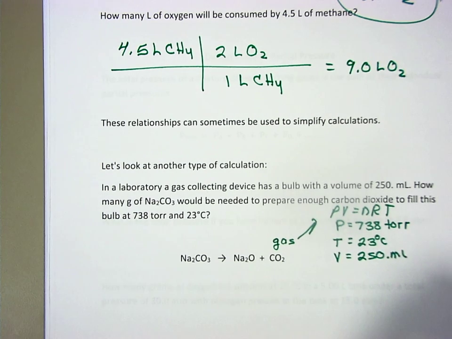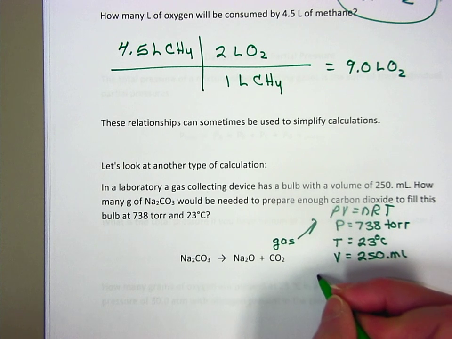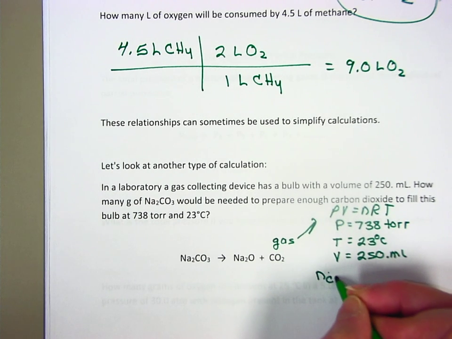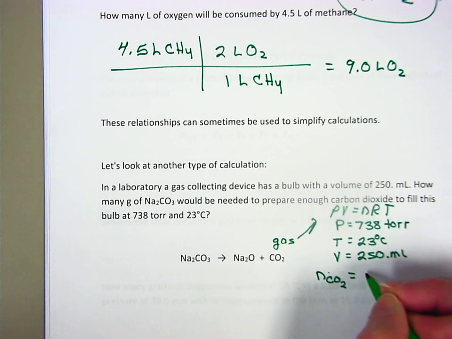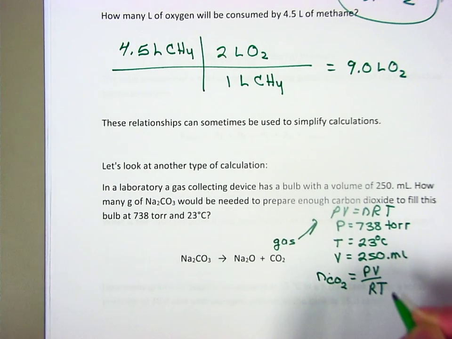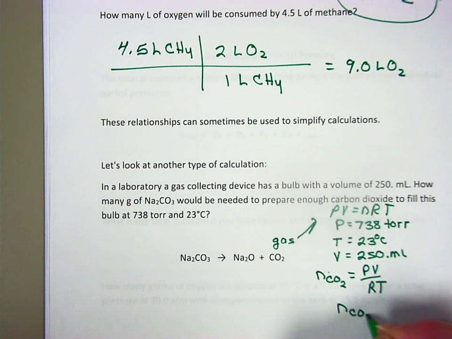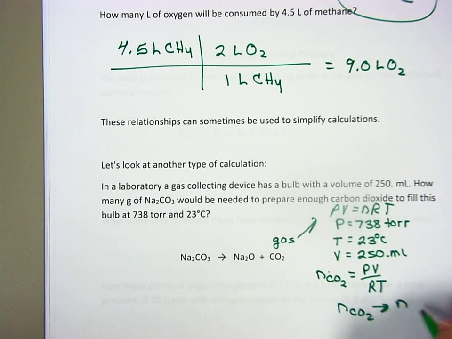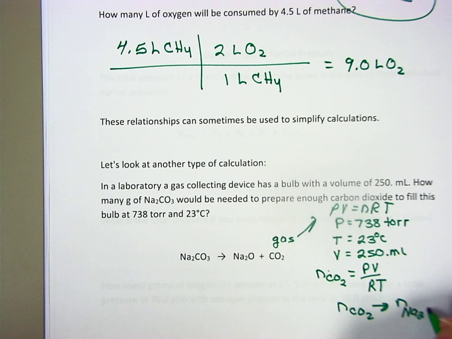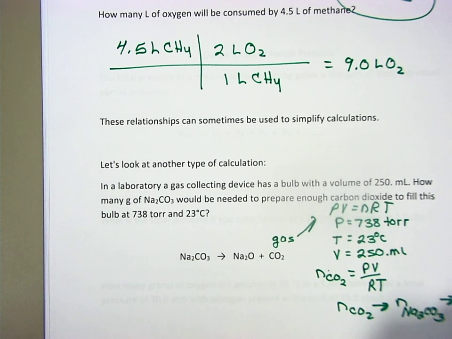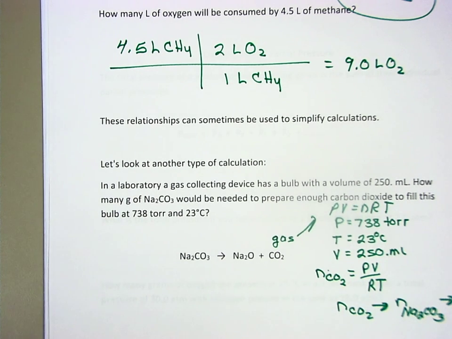Now, we could use this information to solve for the number of moles of carbon dioxide gas. So the moles is PV over RT. Then, once we have the moles of carbon dioxide, we can use that to find the moles of sodium carbonate, and from that we can find the grams of sodium carbonate. So that's our path that we want to follow. Now we can go ahead and start plugging in the numbers.